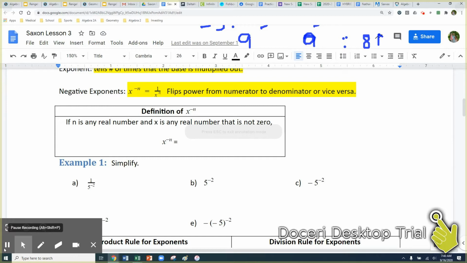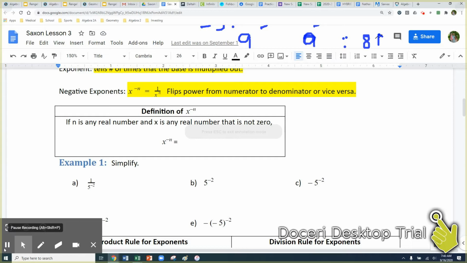Negative exponents. When you have an x to the negative n, that is equivalent to 1 over x to the n. It's called a reciprocal. So when you have a negative up in your exponent, it's going to make the power its reciprocal, which we're going to take and go 1 over that power x to the n. Anytime we simplify powers, we have to write them with positive exponents. So any negative exponent, we're always going to rewrite as its reciprocal.